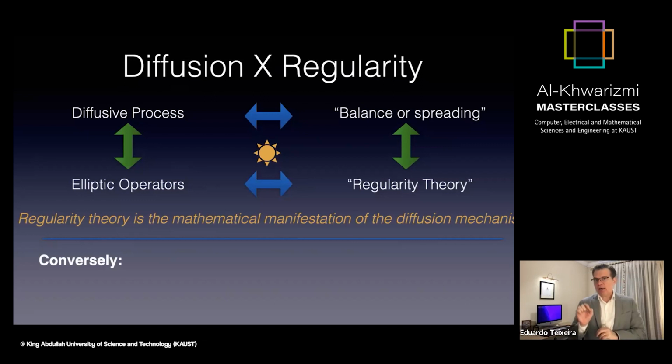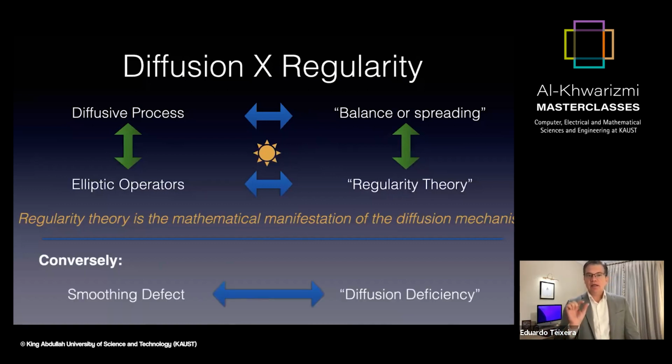But for today, what I'd like to do is reverse these implications and say that conversely, if you have a PDE that has some sort of smoothing defect, and I'll try to explain what I mean by that, this should reflect some diffusion deficiency. And to understand this connection in a quantitative way is a critical mathematical endeavor.